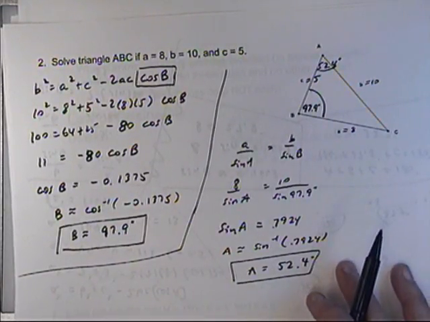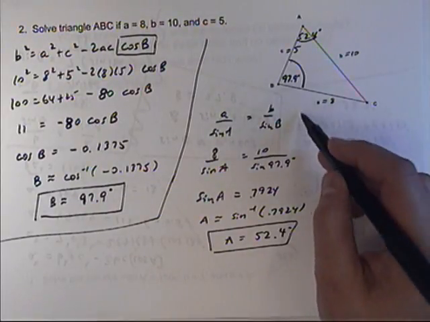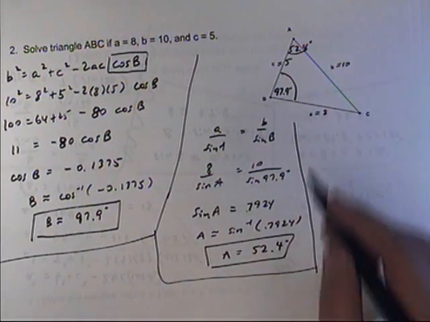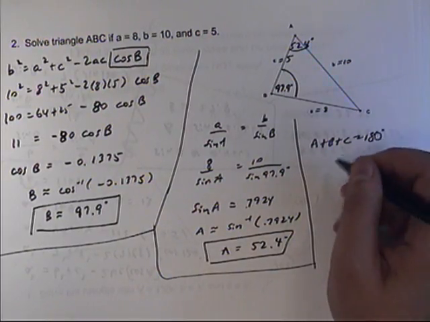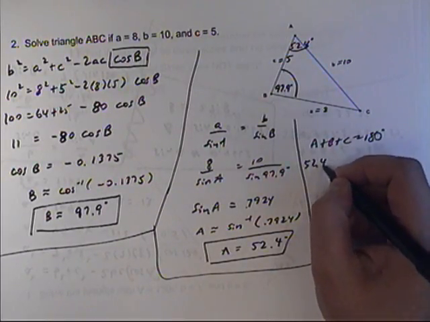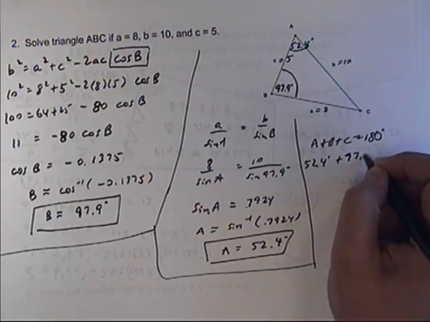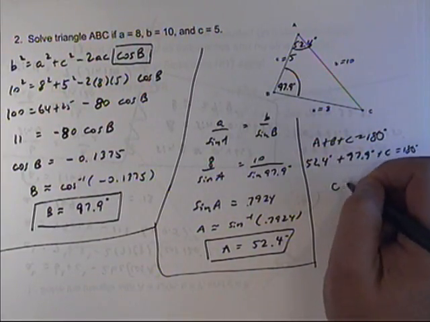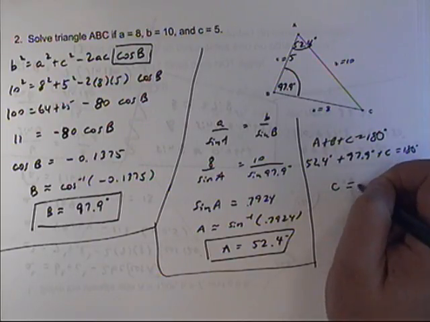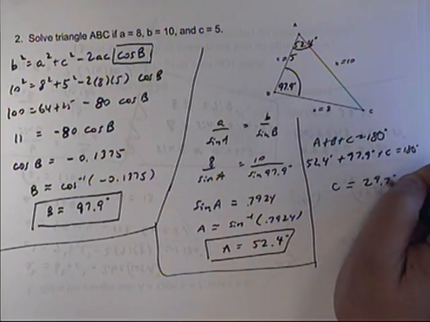And then the last step would just be saying, hey, if I add a plus b plus c, that gives me a total of 180 degrees. So if a is 52.4 and b is 97.9, I can figure out what c is by subtracting those two from 180. So c is about 29.7 degrees.